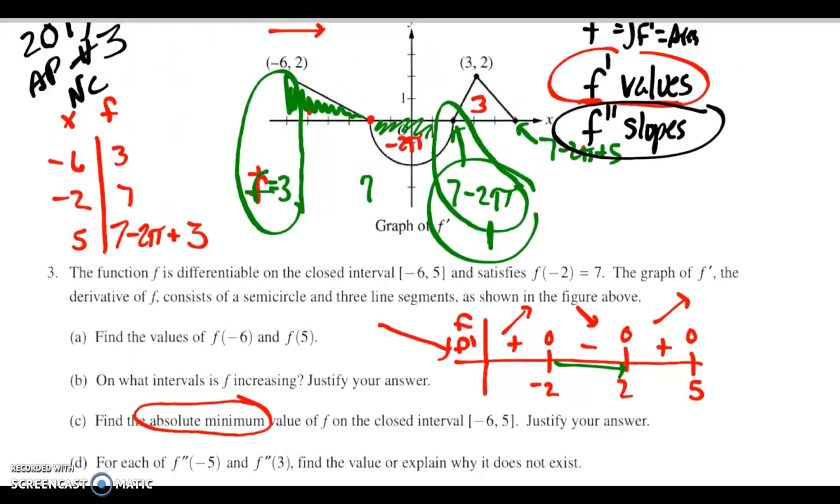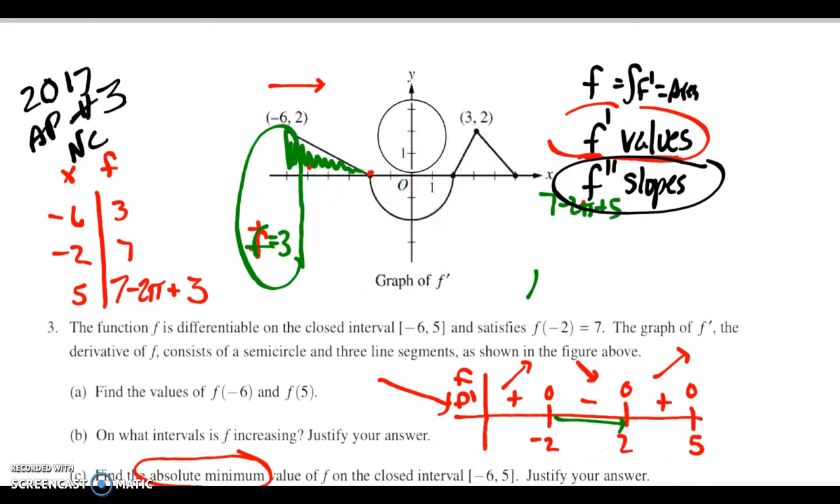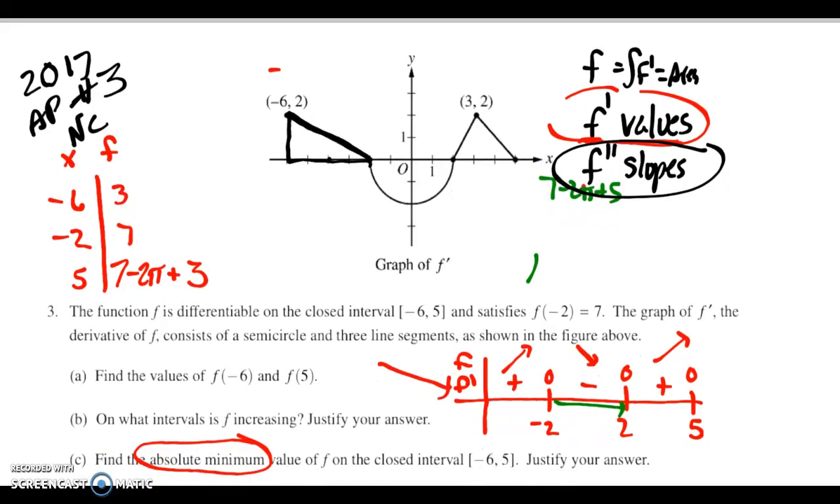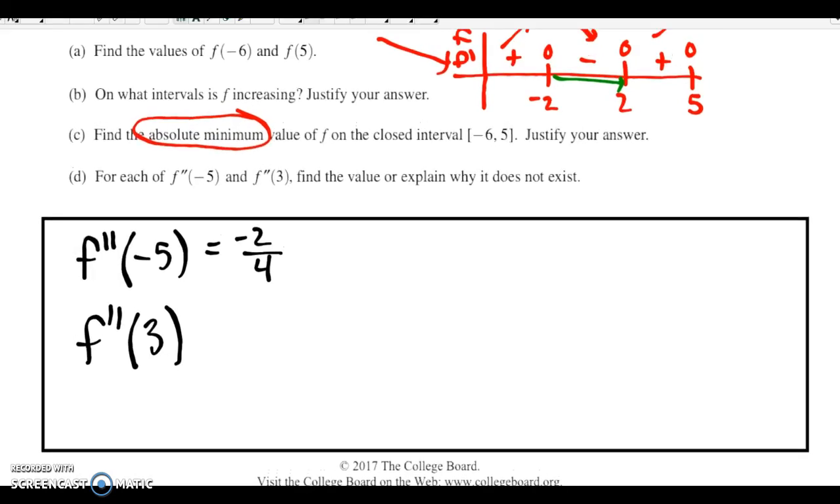So the slope at f, I got to erase some of this. The slope of the graph at -5 is the slope of this line right here, which is down 1, 2 over 1, 2, 3, 4. Down 2 over 4. You don't have to simplify. And the slope at 3.